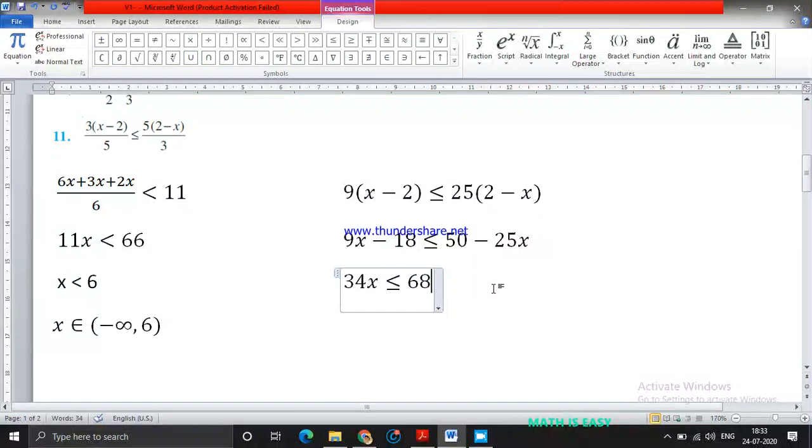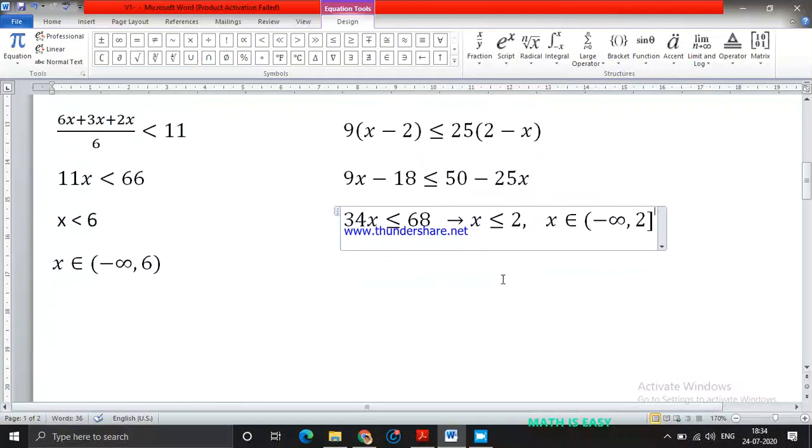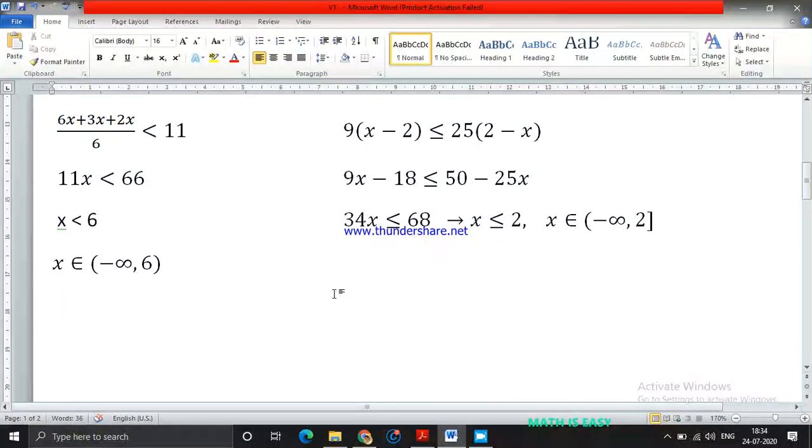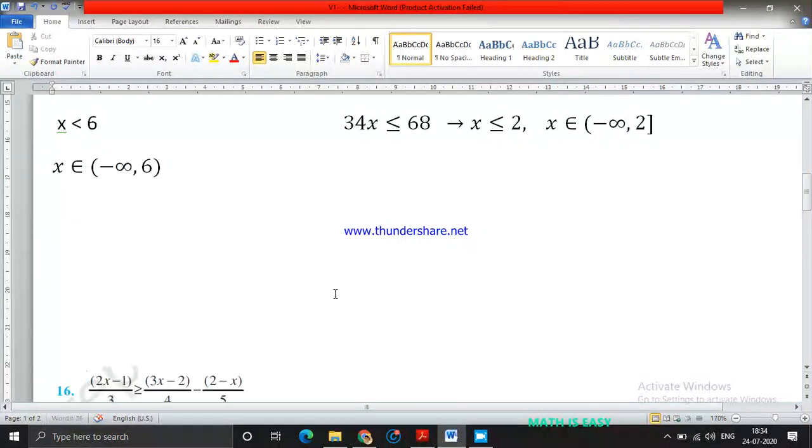So in that case, what do you get? That implies you will get x is less than or equal to 2. If x is less than or equal to 2, then you have x belongs to the interval minus infinity comma 2. This is a closed bracket because the equal sign is also there. So this is the solution of the given inequality. Hope these questions are clear.